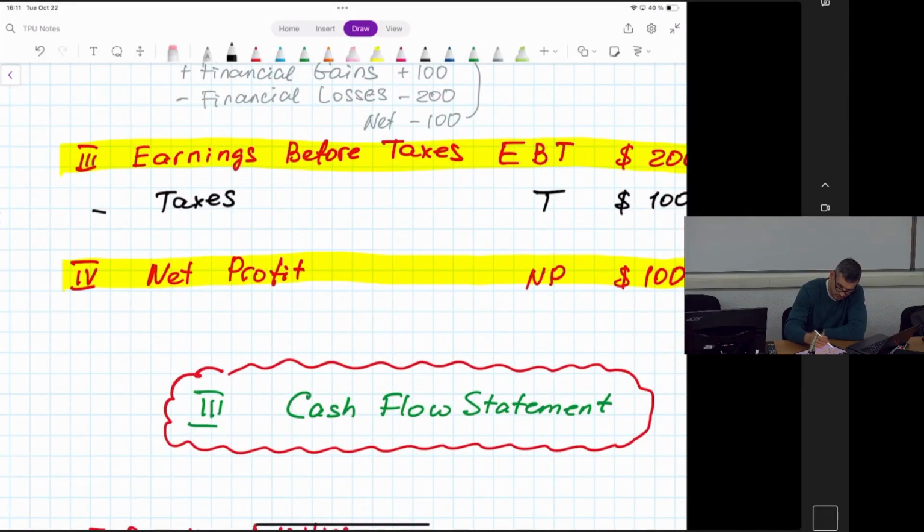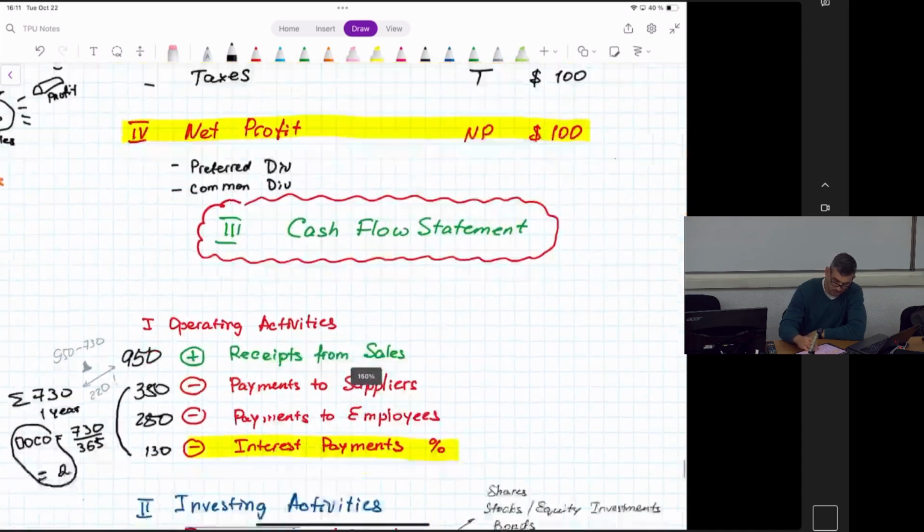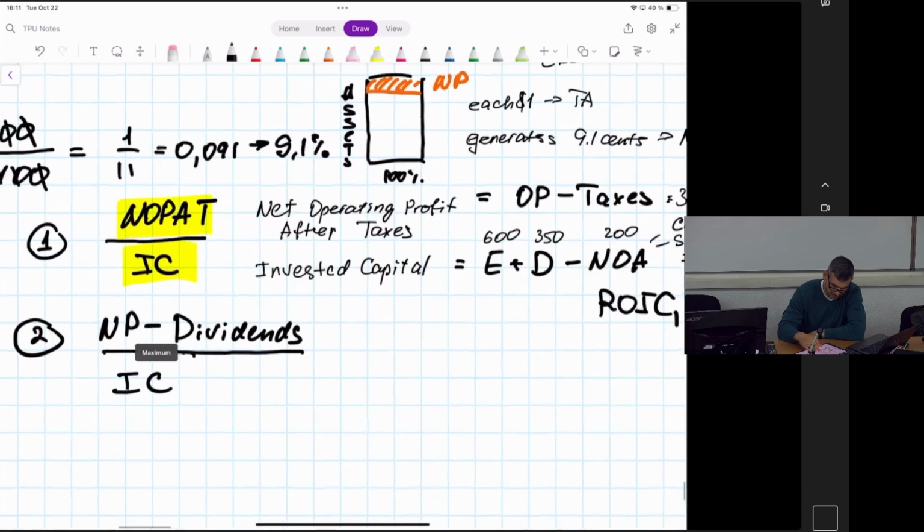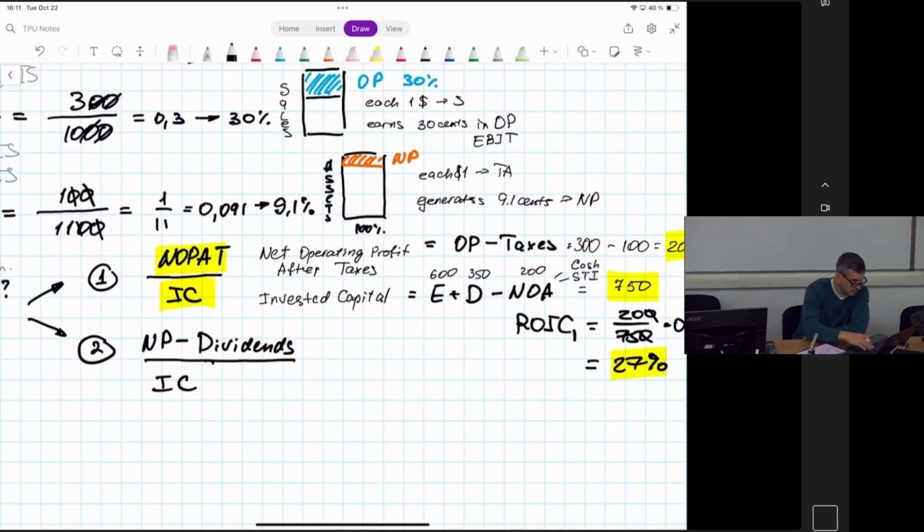So here we usually subtract the preferred dividends, and then we also subtract the common dividends. Okay, so they are paid from the net profit. So that's the idea. You subtract the dividends from the net profit, which also diminishes your potential profitability.